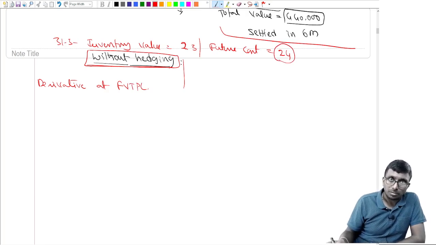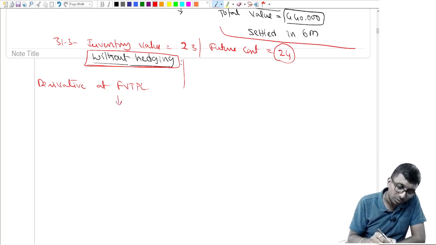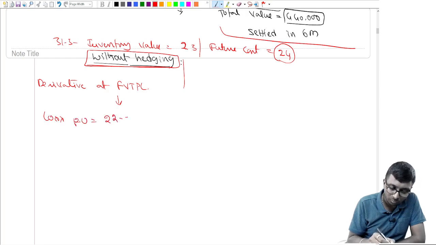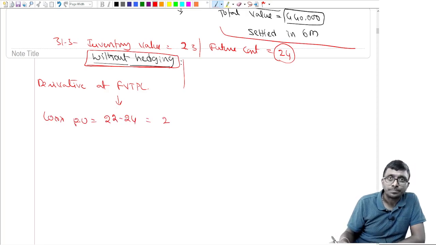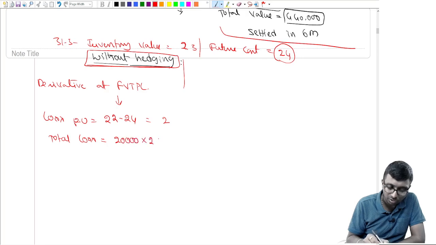Now tell me, future contract value is equal to how much? 24. We agreed to sell at 22, but in the market the rate is 24. That means aren't we losing 2 rupees per unit? So there is a loss. Loss per unit is equal to 22 minus 24, that is 2. For the total, I have told you 20,000 units. So 20,000 units into 2 is equal to 40,000 rupees, which is going to be my loss.